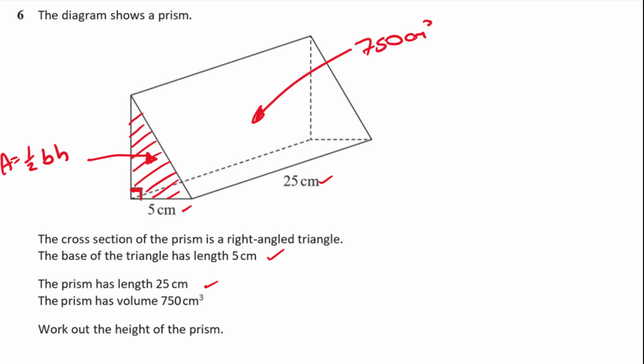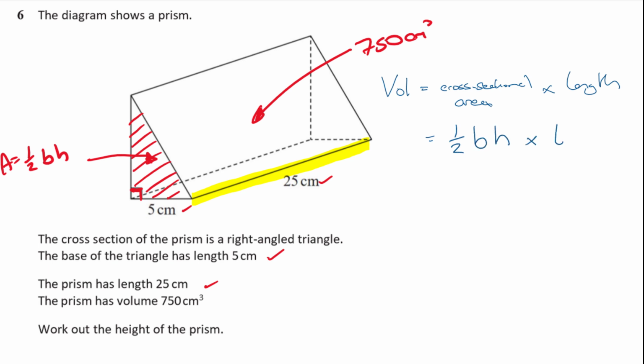So you can use half base times height to find the area of that cross section, and then you take the area of the cross section and multiply it by the distance between the front and the back face, which is 25 in this case, and that will give you the volume. So the volume of a prism is cross sectional area multiplied by length. As I said, in this case the cross-sectional area is a triangle, so it's going to be half base height, and I'm going to multiply that by the length.